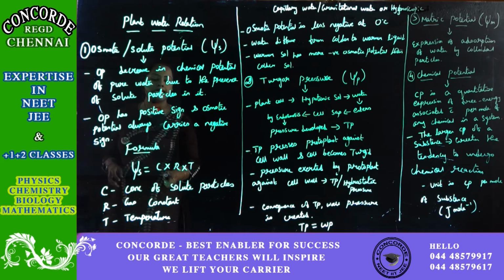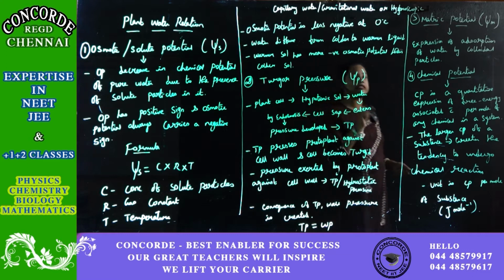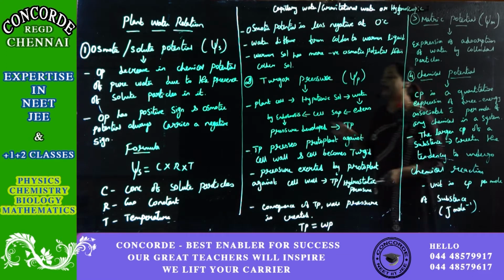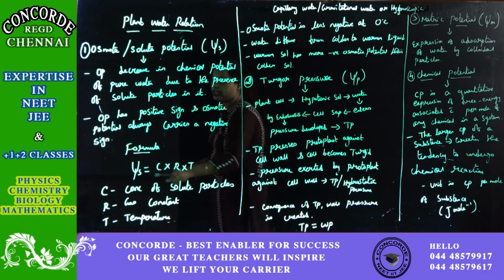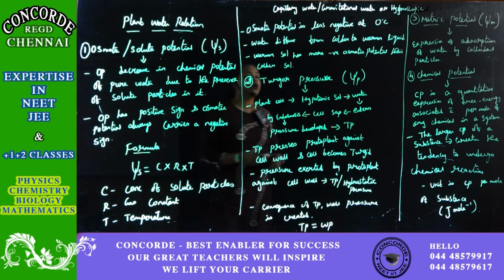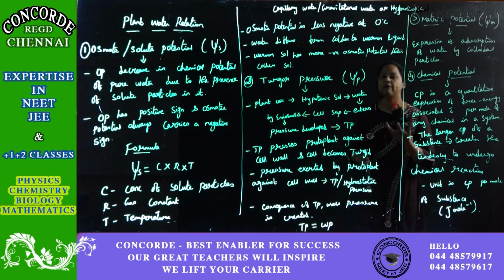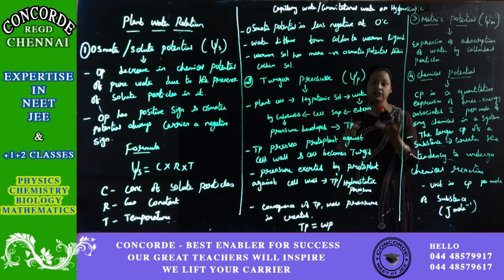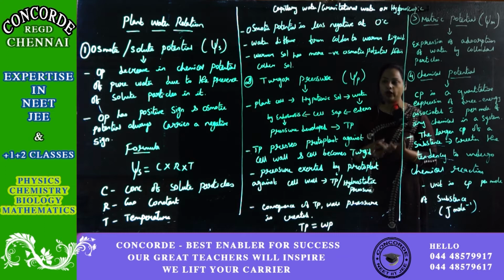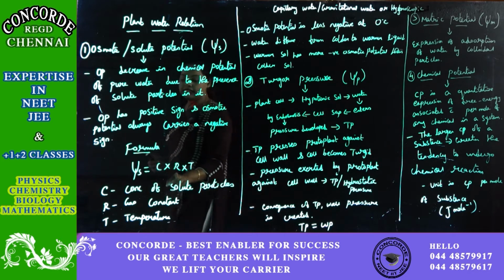To determine the osmotic potential, we have a formula: osmotic potential equals C into R into T. Now you must be wondering what C, R and T denote here. Here the left side denotes the osmotic potential, and C denotes the concentration of solute particles present. Imagine a bowl of water; the concentration of solute particles present in it is determined by that.